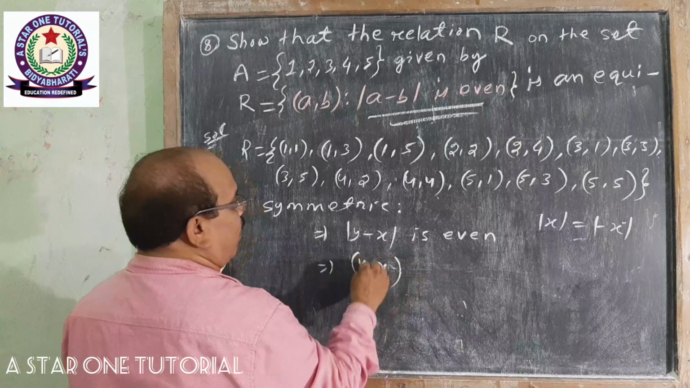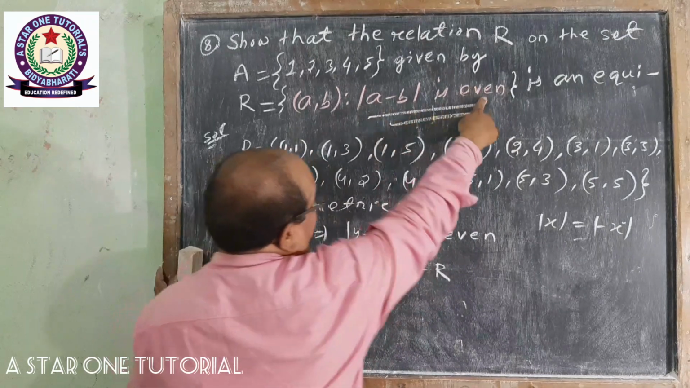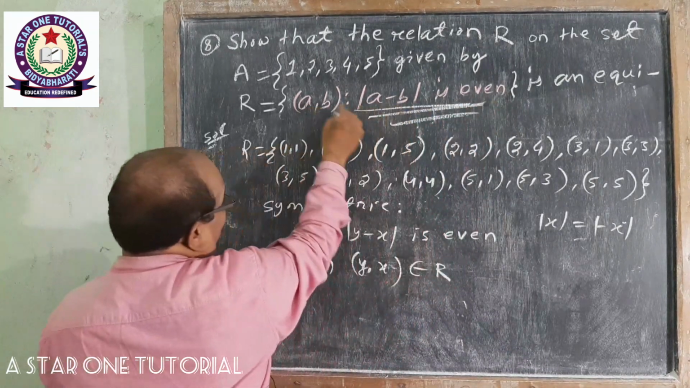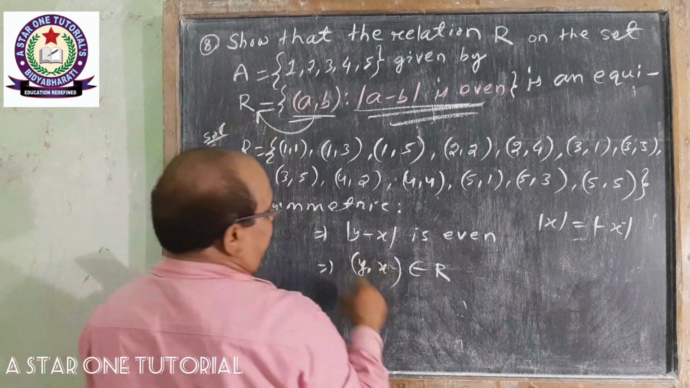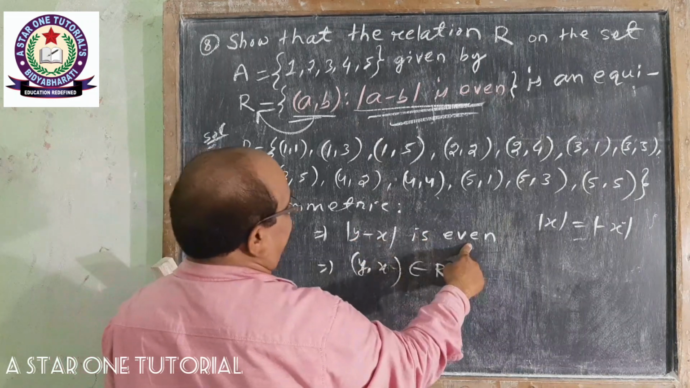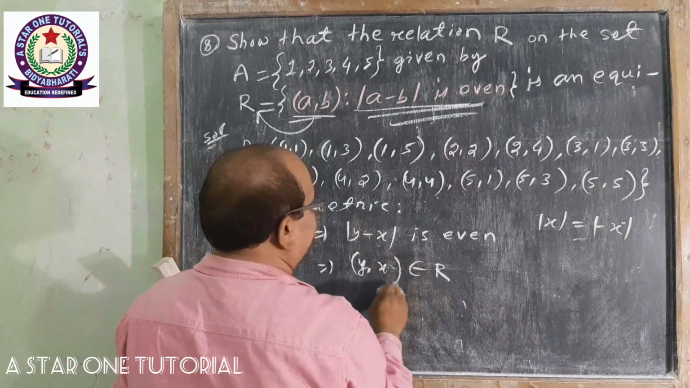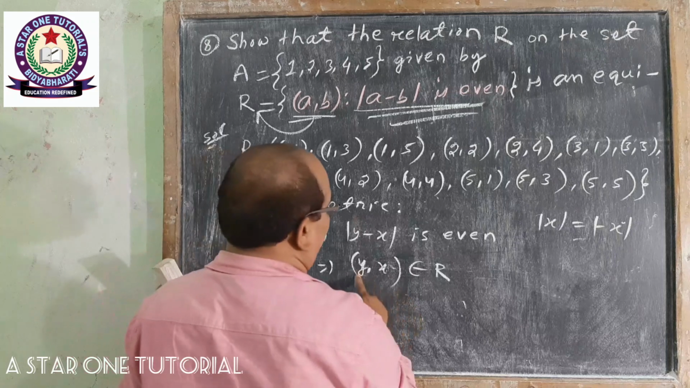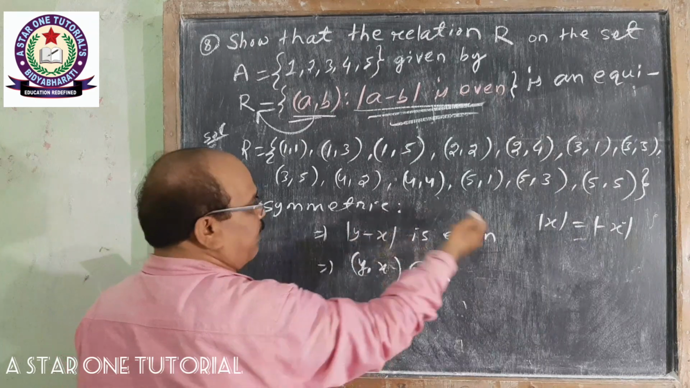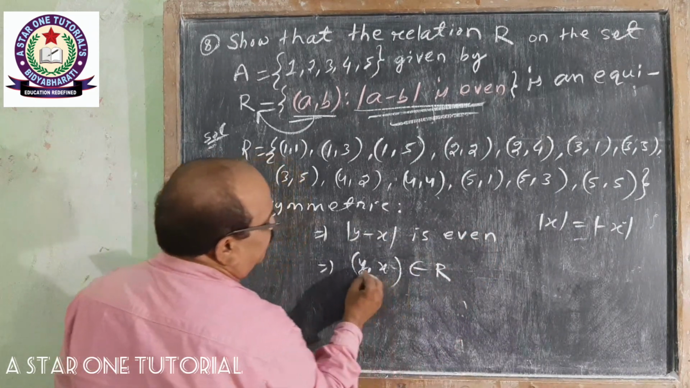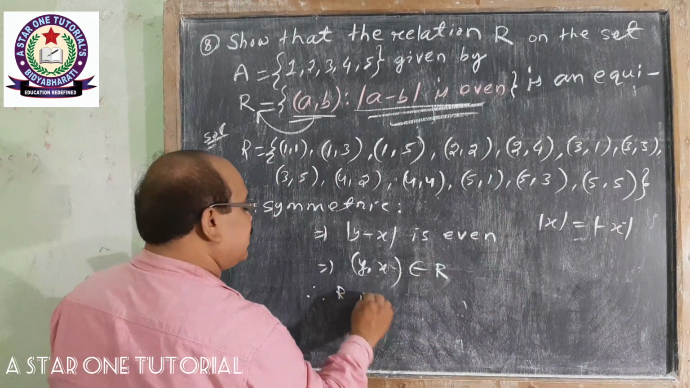That implies the ordered pair (y, x) belongs to R. Why? Because here mod of a minus b is even, so the ordered pair (a, b) is an element of the set R. Similar is the case here: mod of y minus x is even. Therefore, if you take the ordered pair (y, x), with y as the first component and x as the second component, then it must be an element of the set R. We started with (x, y) belonging to R, but ultimately we get that (y, x) belongs to R. This is the definition of symmetricity. Therefore, we can say that R is symmetric.